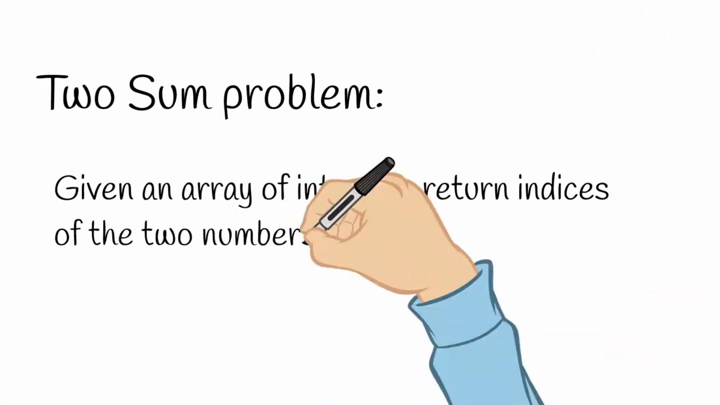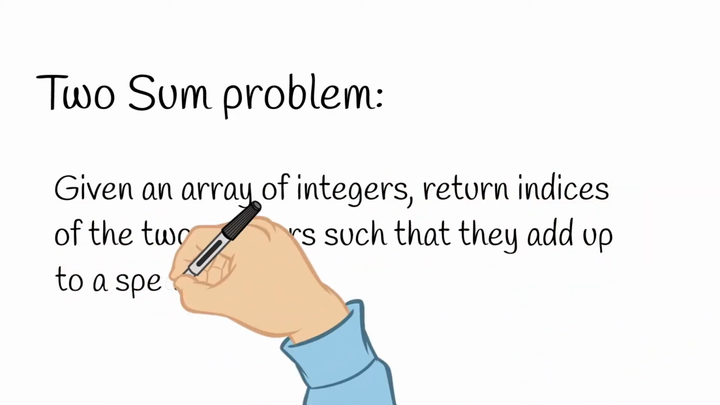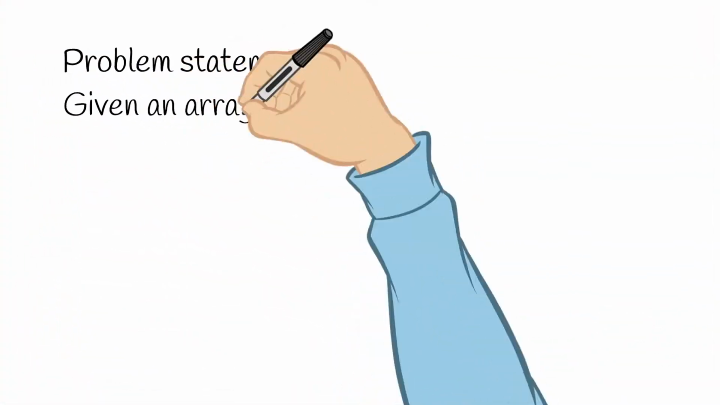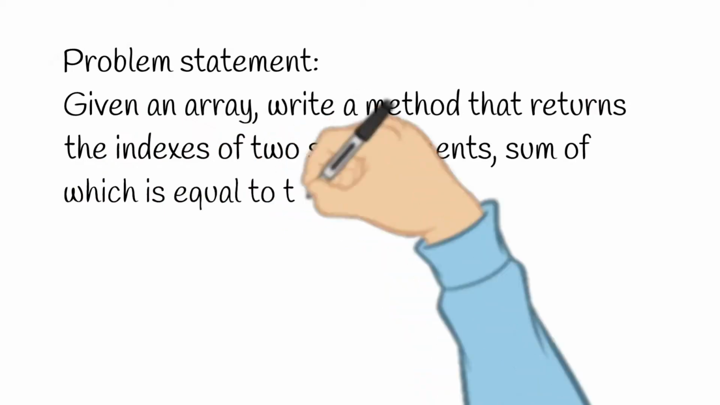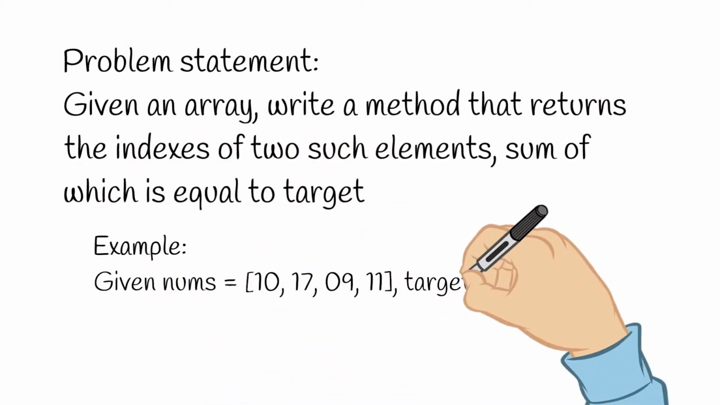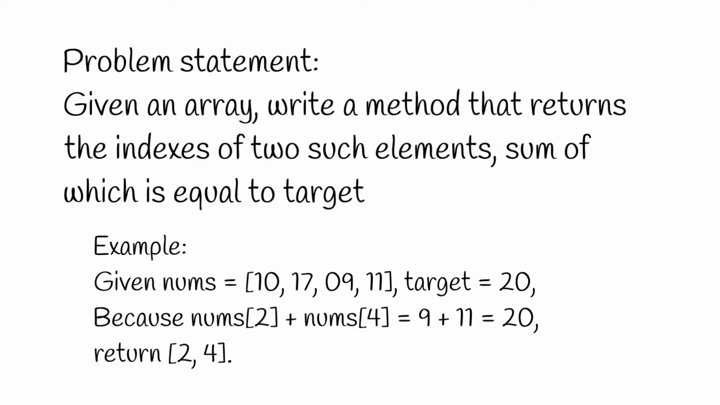Given an array of integers, return the indices of two numbers that add up to a specific target. Here is the problem statement. Given an array, write a method that returns the indexes of two such elements, the sum of which is equal to a target. For example, in the given array, the indexes 2 and 4 add up to a specific target of 20. We can do this in three different methods.